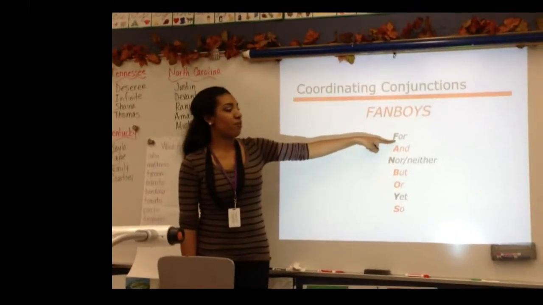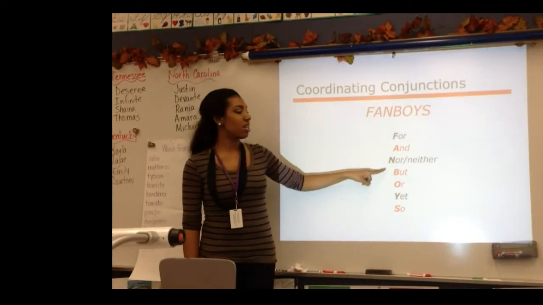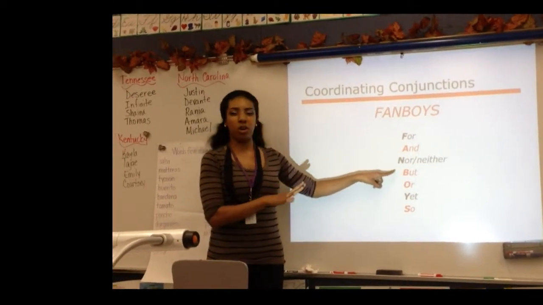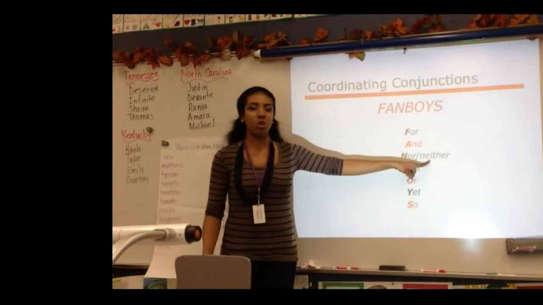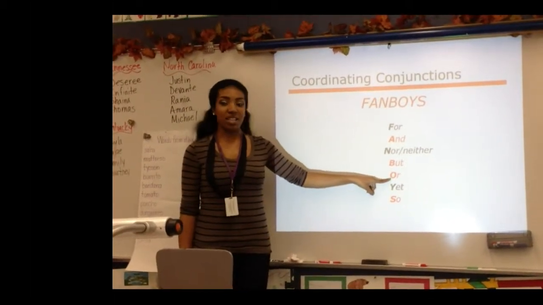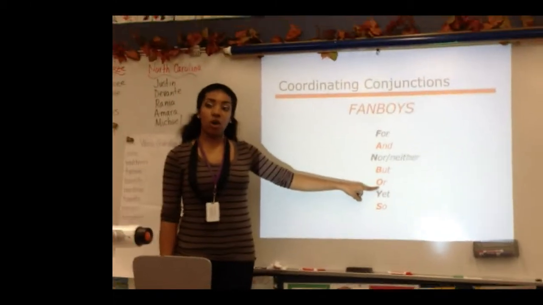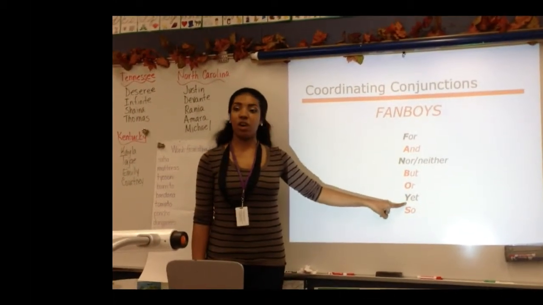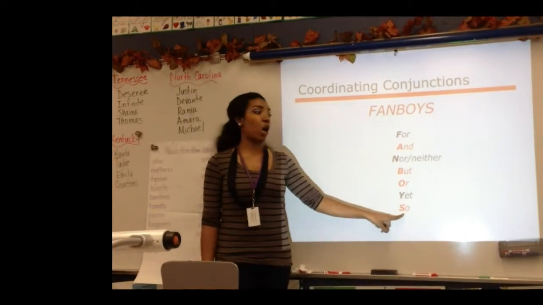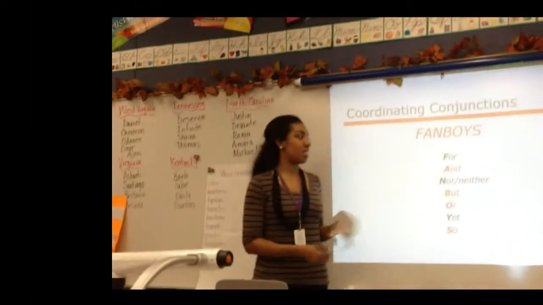Those conjunctions are for, so the F stands for for, A stands for and, N stands for nor or neither. We don't really use nor too much anymore, so we more so use neither. B stands for but. O stands for or. Let's not be silly. O stands for or. Y stands for yet. And the S stands for so. So these are the conjunctions that you would use in a compound sentence.